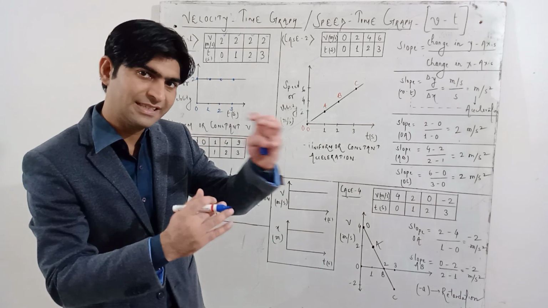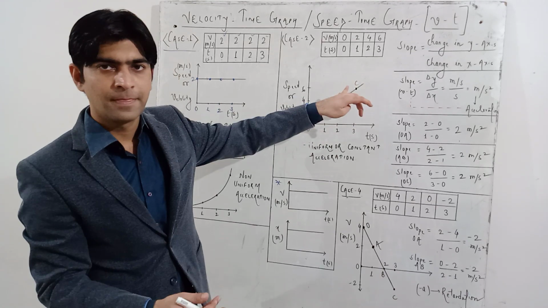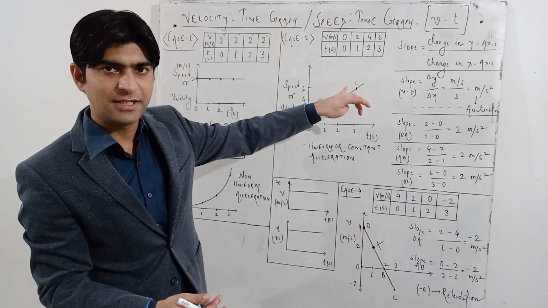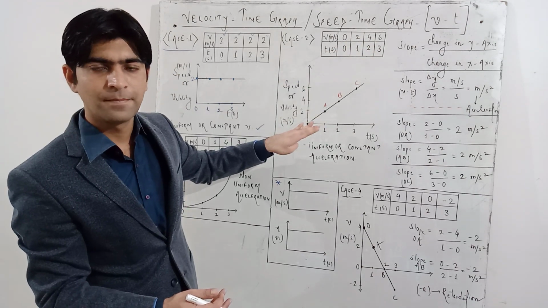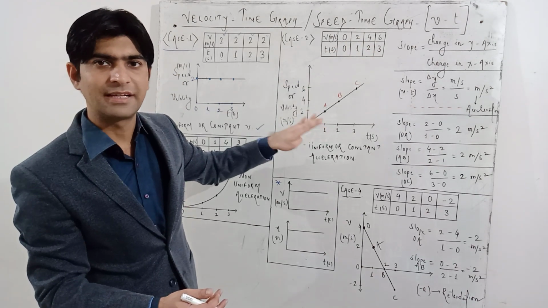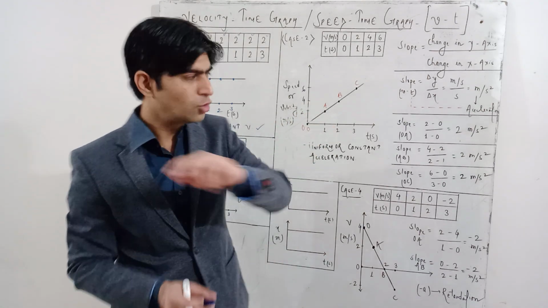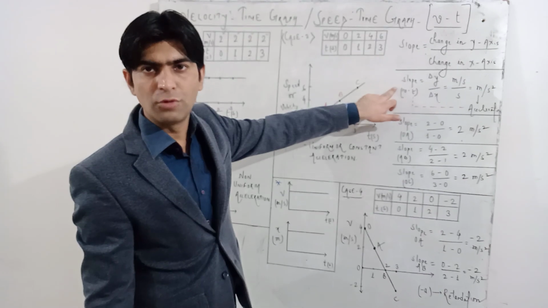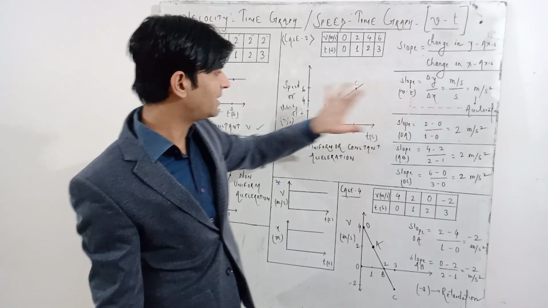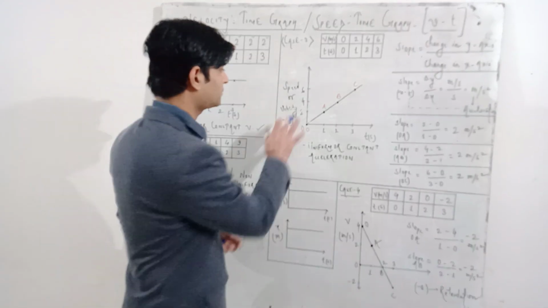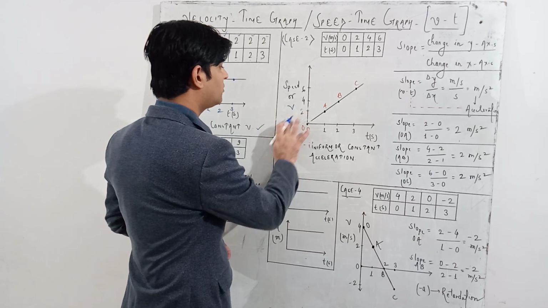If the velocity is increasing at a uniform rate, then in the velocity time graph or speed time graph you will get a straight increasing line passing through the origin. That means it indicates the case of uniform acceleration. How? If you calculate the slope of a VT graph, what is the formula for the slope? Change in y-axis upon change in x-axis. On the y-axis you have taken velocity or speed.